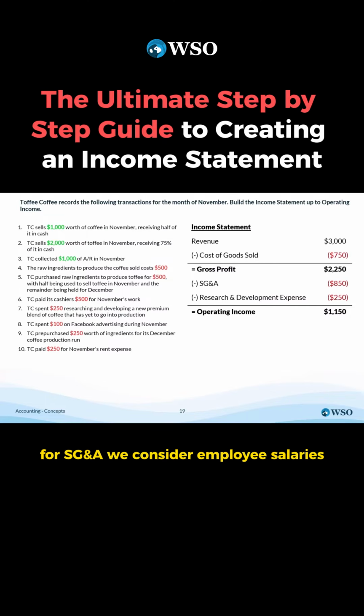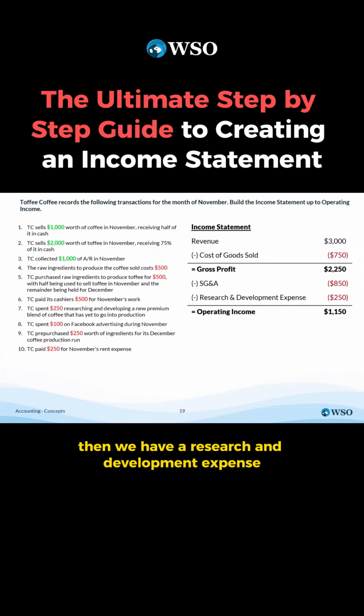For SG&A, we consider employee salaries, advertising expense, rent expense. So we have a $500 cashier salary plus a $250 rent expense plus a $100 advertising. Then we have a research and development expense, which is simply our cost of research and development.